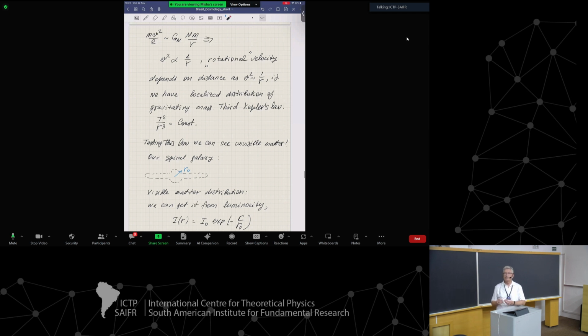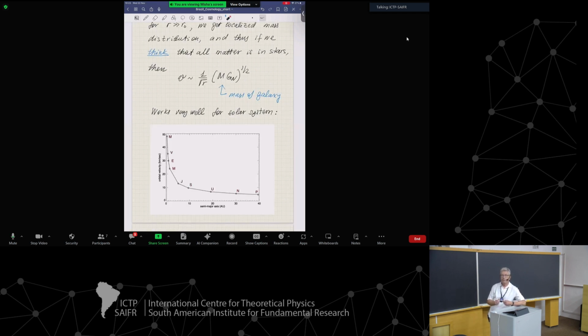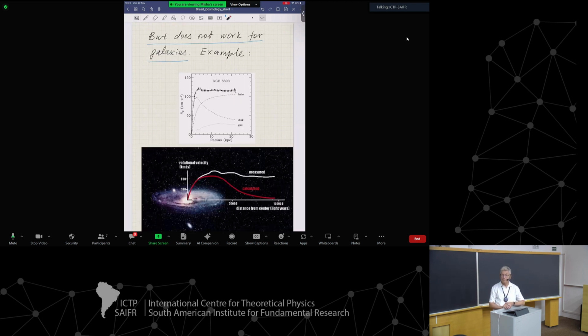If you do this exercise for the solar system, that's exactly what you are going to observe. If you take different planets, this is the distance from the sun to the planet, and this is the rotational velocity. If you put here different planets, Mercury, Venus, Earth, Mars, etc., you plot the theoretical curve, 1 over r, you will find that everything fits greatly. But this doesn't work for galaxies and for other objects.